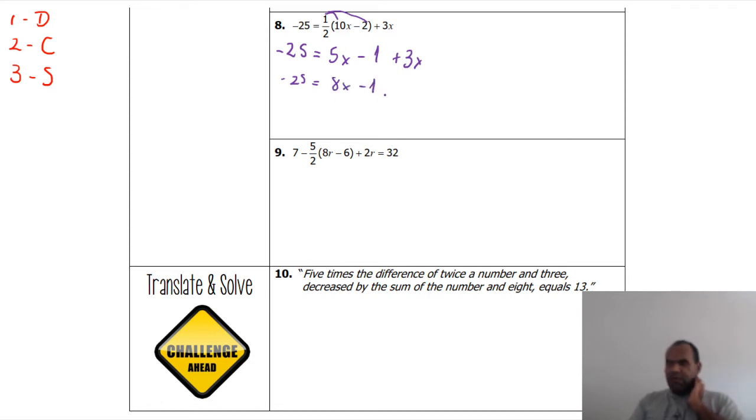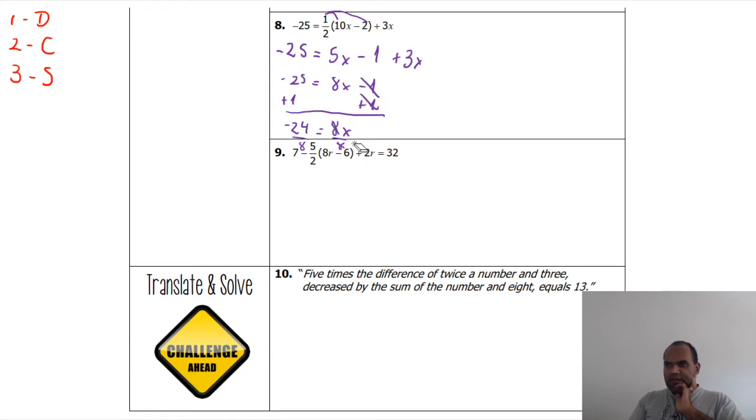8x minus 1. Done. We have a two-step equation right now. Just work it. Opposite for negative 1 is positive 1. And positive 1 here, it equals negative 25 plus 1, it's negative 24, equals 8x. This is goodbye. What's the opposite for multiply by 8? Divide by 8. Let's do it. 8 by 8 is 1 here.